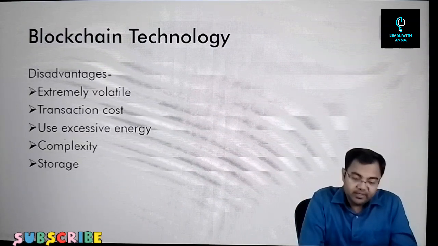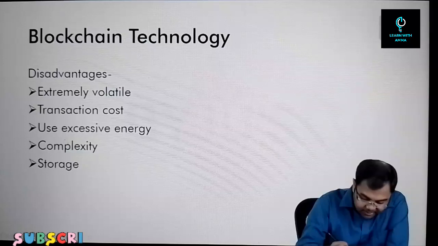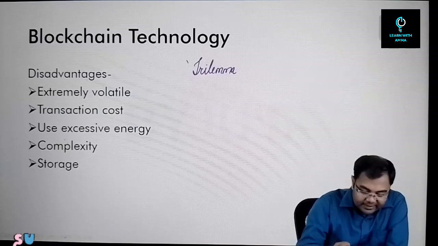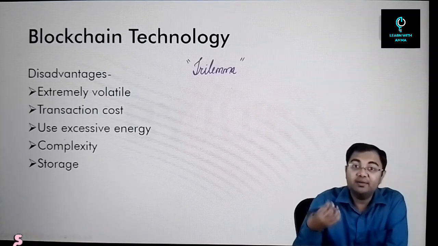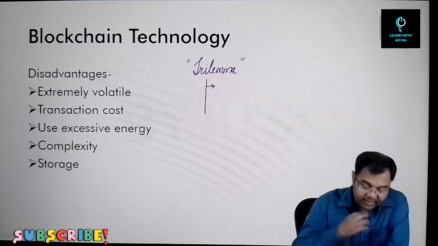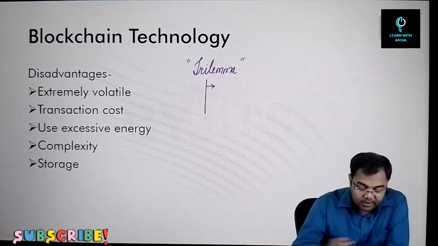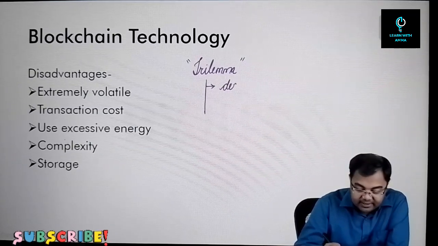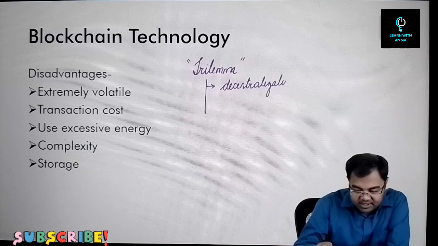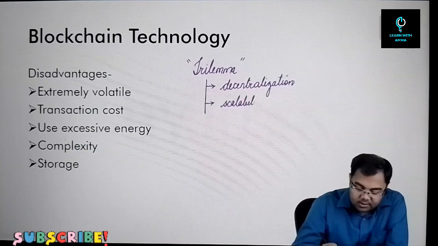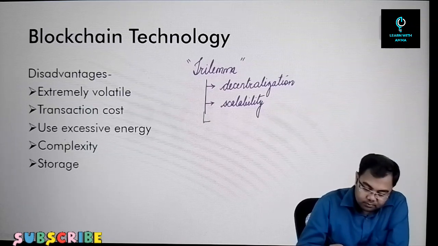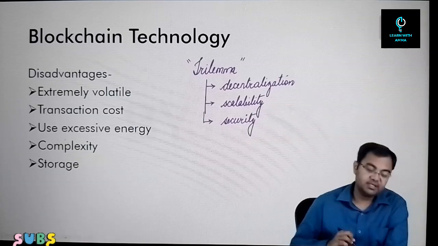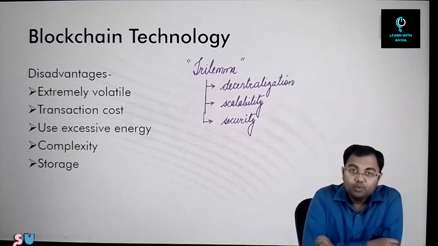Now, what are the disadvantages of blockchain? What are the problems? There is a term you should know here called trilemma. Instead of dilemma, the word trilemma is used in the technical sense in case of blockchain. When we talk about the disadvantages, this trilemma becomes very important. What is this trilemma? First, decentralization, scalability, and security. These are the three major concerns that blockchain technology has.